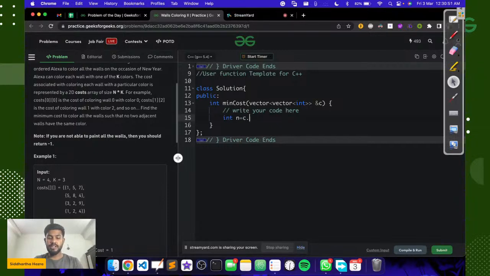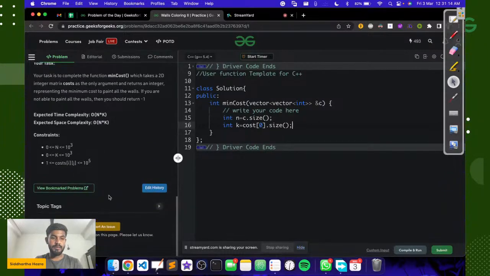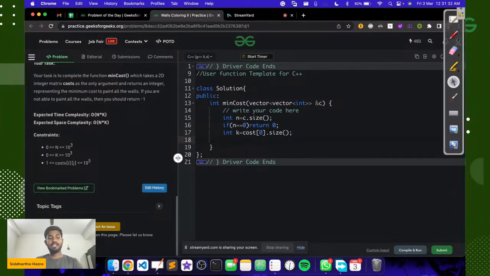So the number of rows is equal to s dot size, and the number of columns, like in k, n cross k is equal to cost of 0 dot size. But as we are accessing the very first element, what is the value of n? N can be 0 also. We are trying to access the first element, but it might be the scenario that the first element does not exist. So I would say if n is equal to 0, we would return 0 here only. Else we would take the value.